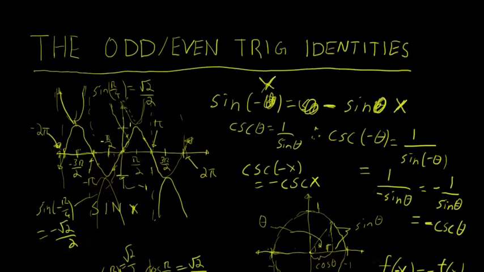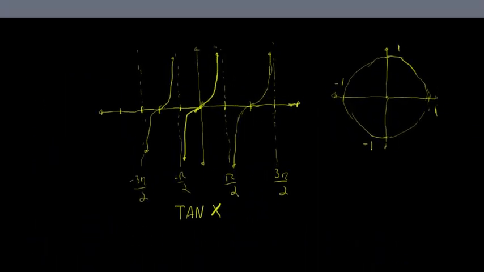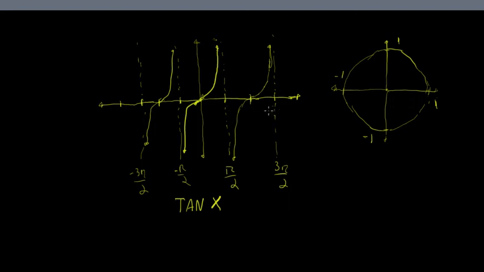Now we're going to look at the graph of tangent of x. Now, what's the deal with tangent of x? Why does it look like this? Well, remember tangent of x equals sine of x over cosine of x. Okay. So you are going to have vertical asymptotes wherever cosine of x is equal to 0.